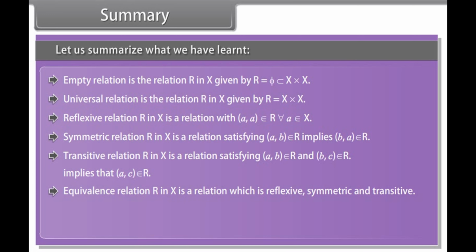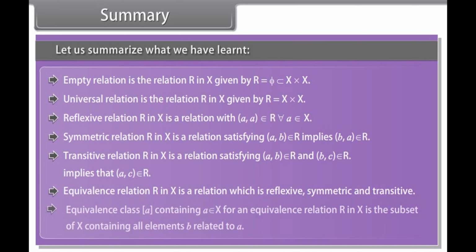Equivalence relation R in X is a relation which is reflexive, symmetric, and transitive. Equivalence class [a] containing a belongs to X for an equivalence relation R in X is the subset of X containing all elements b related to a.